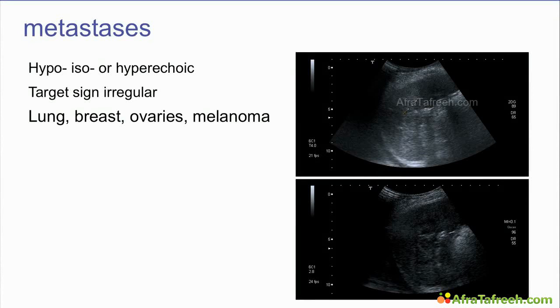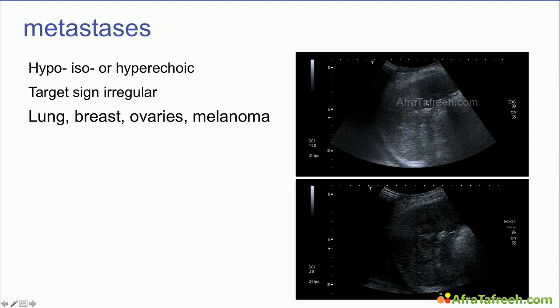Metastases of the spleen are really rare. They can be hypoechoic, isoechoic, or hyperechoic. Maybe we can find a target sign, which means a hypoechoic rim around the lesion, and they can originate from lung cancer, breast, ovarian cancer, or melanoma.